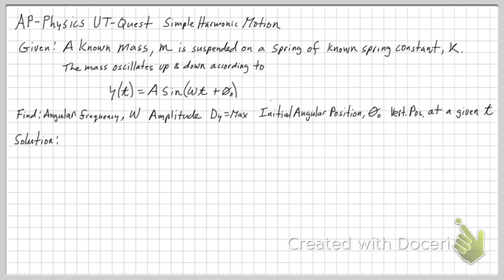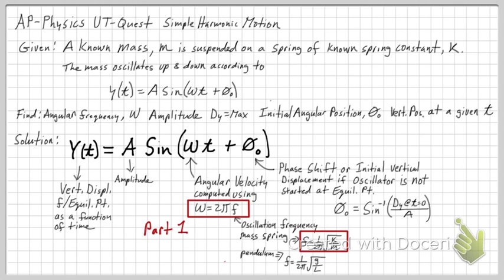Okay, this one, they give you a mass on a known spring constant K and tell you that it oscillates vertically according to this equation, which is just our displacement equation versus time for a harmonic oscillator. And this problem is much more math than it is physics. Okay, I cut and paste this right from our notes, what these different parts of the equation are.